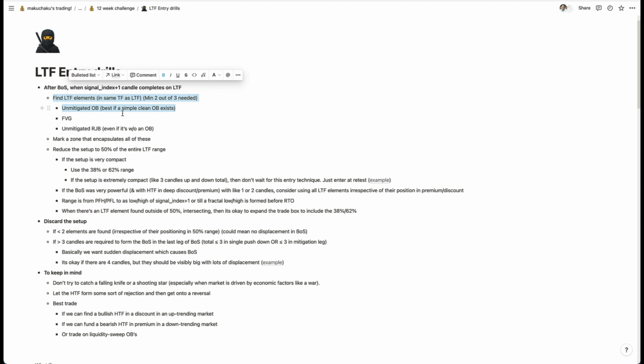then we find all LTF elements that we see in the range, which is an unmitigated order block, fair value gap, or a rejection block. Then we mark a zone that encapsulates all of these, reduce the setup to the 50% of the range, and we consider the breakup structure to be powerful if it is created using 1 to 2 candles. Anything less than 4 is good. Less than 4 means 3 is good, 4 is eh.